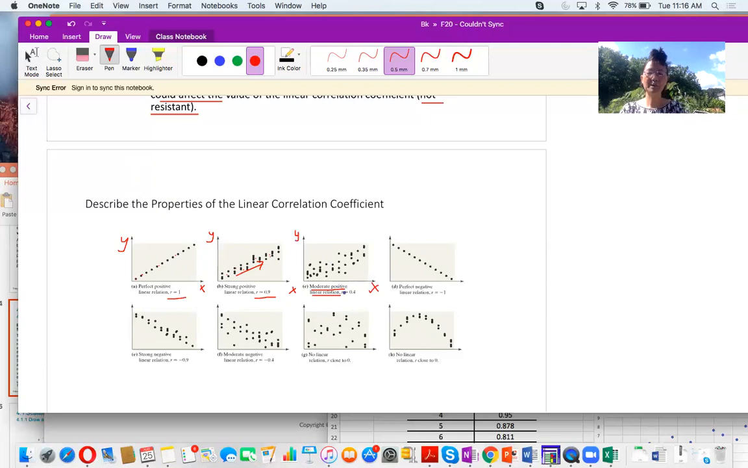So any value between 0.4 to 0.6, moderate. Above 0.6, like this, strong relationship. And here you have r equal to -1, okay? Perfect linear relationship between x and y, but it is a downward negative relationship. When you increase x, y decreases.